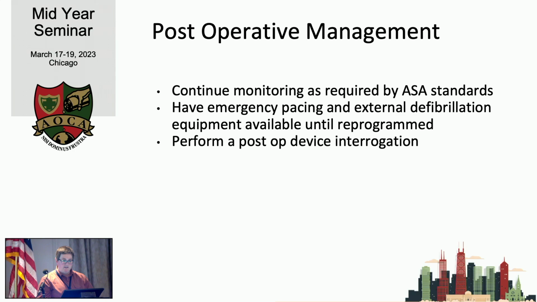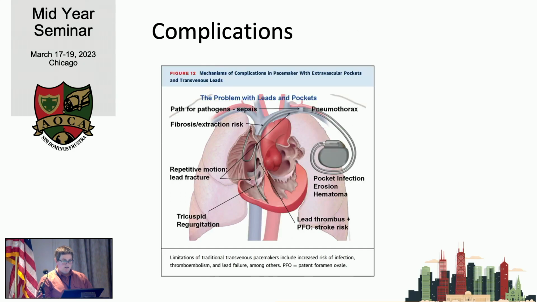And so now we're going to shift gears a little bit, touch on some of the complications that you see with these devices, and we'll see that a lot of them have to do with infection risk and leads. So with the generator, you can have pocket infection, you can have erosion through the skin, you can have hematoma, and all of that can lead to the potential for infection. You can have thrombus formation on the leads, and if they have a PFO, that can potentially cause a stroke. Leads passing through the tricuspid valve can cause significant tricuspid regurgitation.